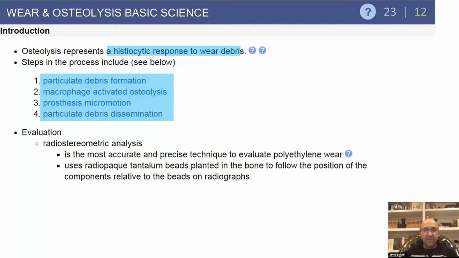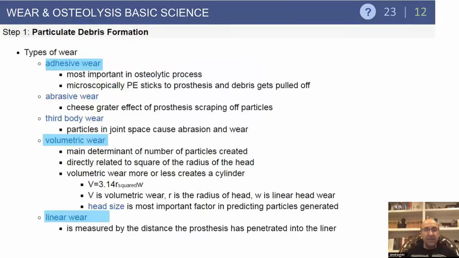It represents a histiocytic response to wear debris, and wear debris can be either polys or cement, and it elicits a macrophage-activated osteolysis process that then does result in loosening. Sometimes prosthesis micromotion, particularly rough prostheses that are in contact with cement, can also result in generation of particles that can initiate osteolysis. Types of wear, there's different types.